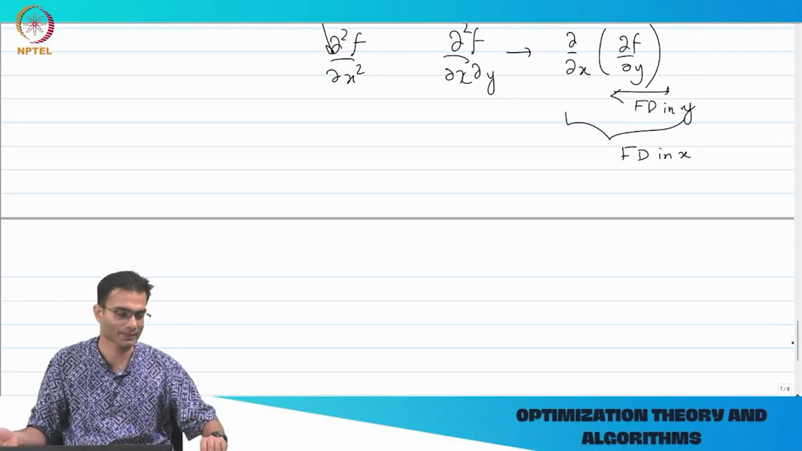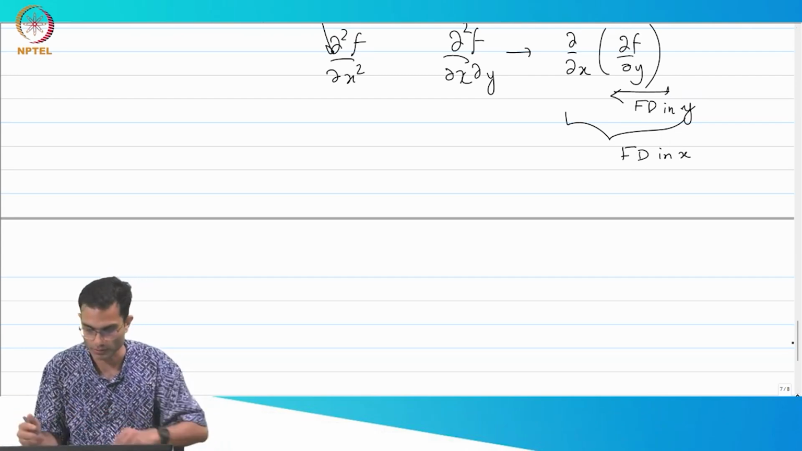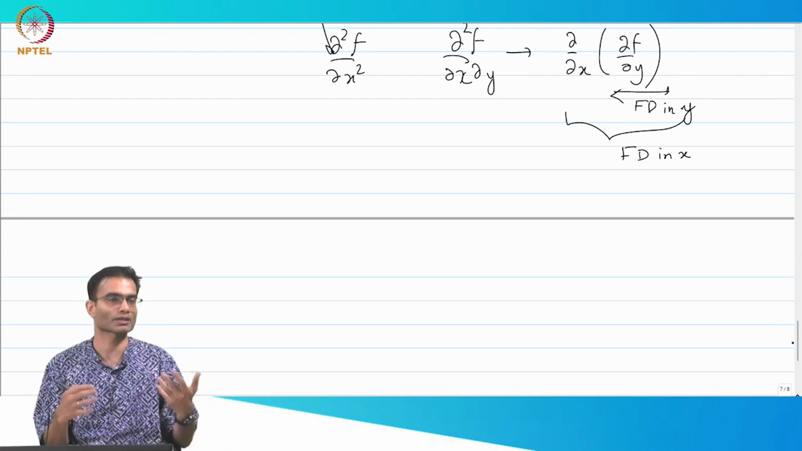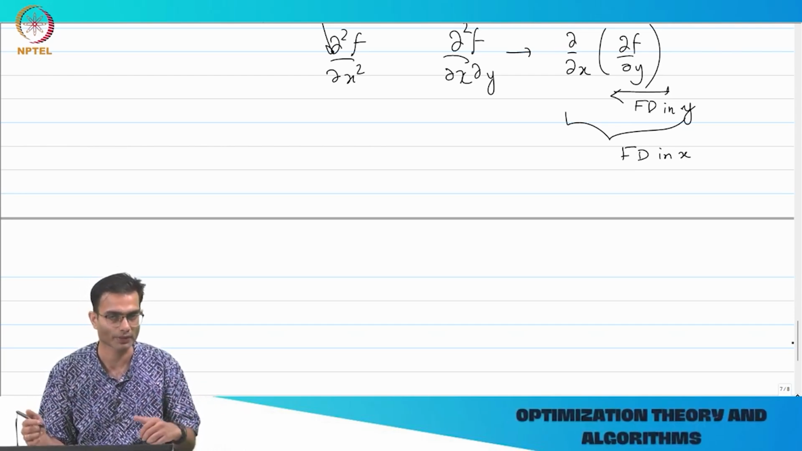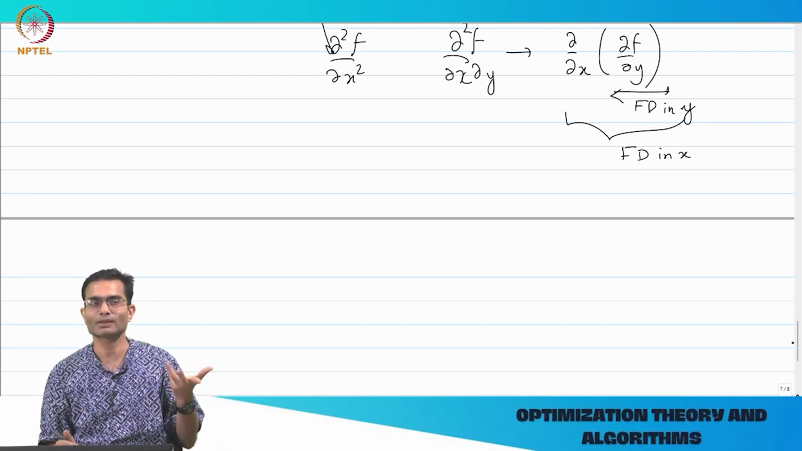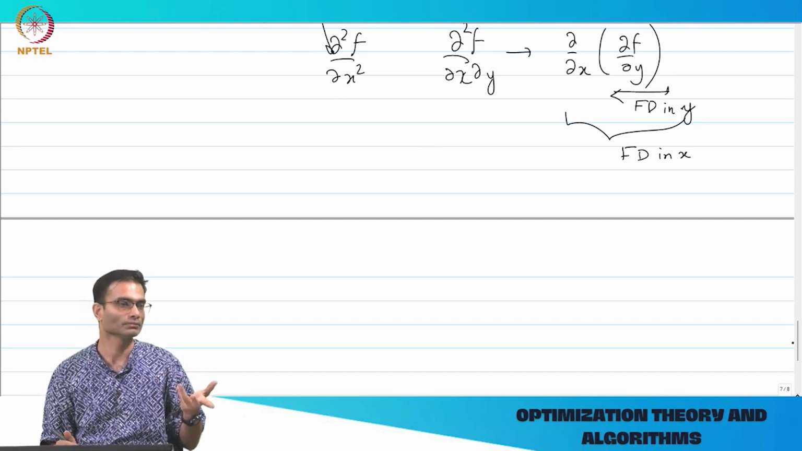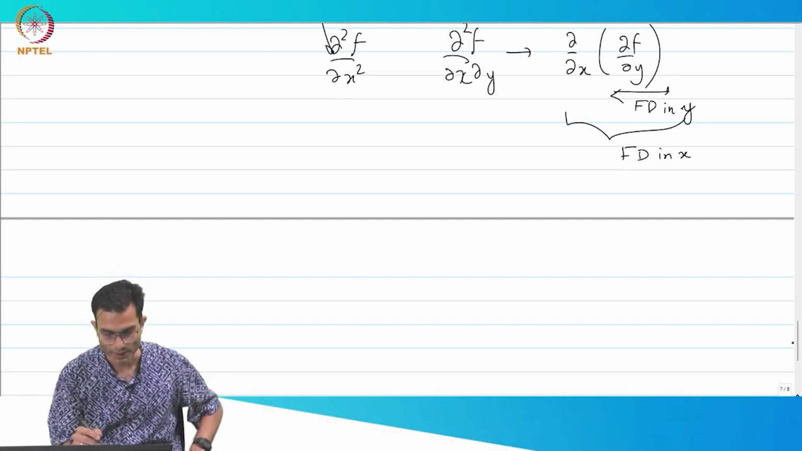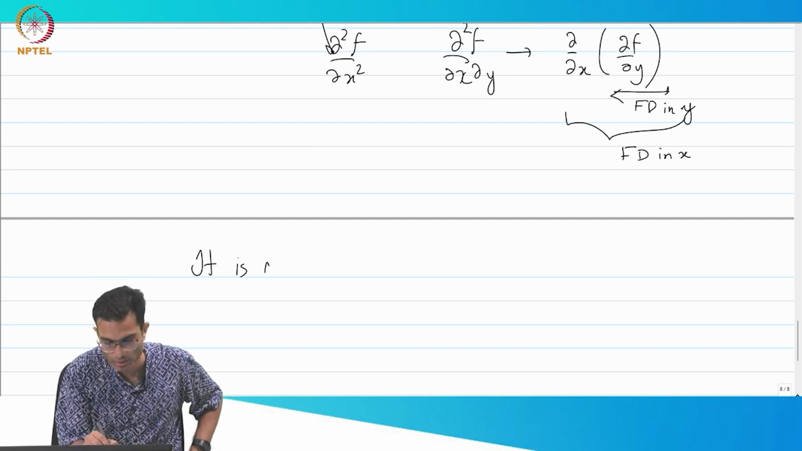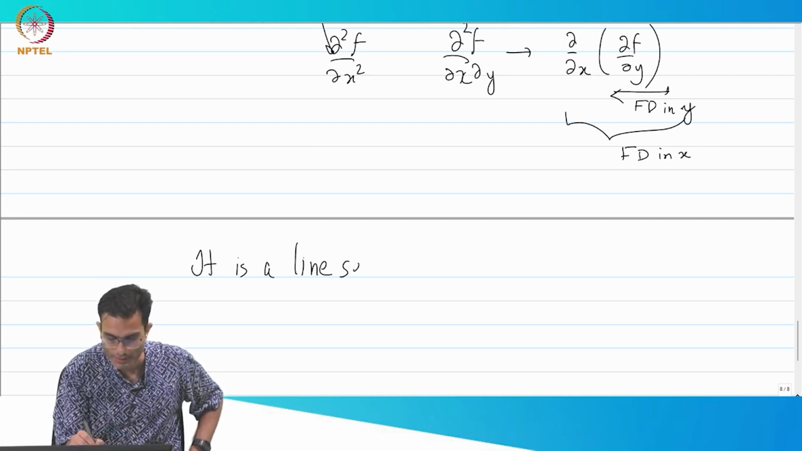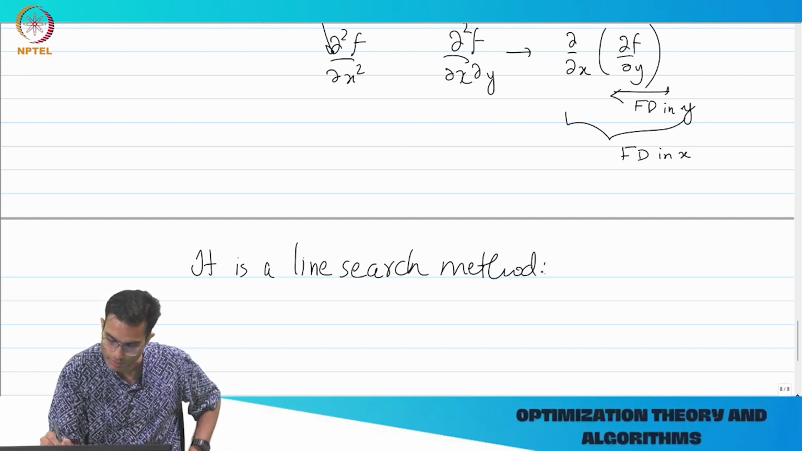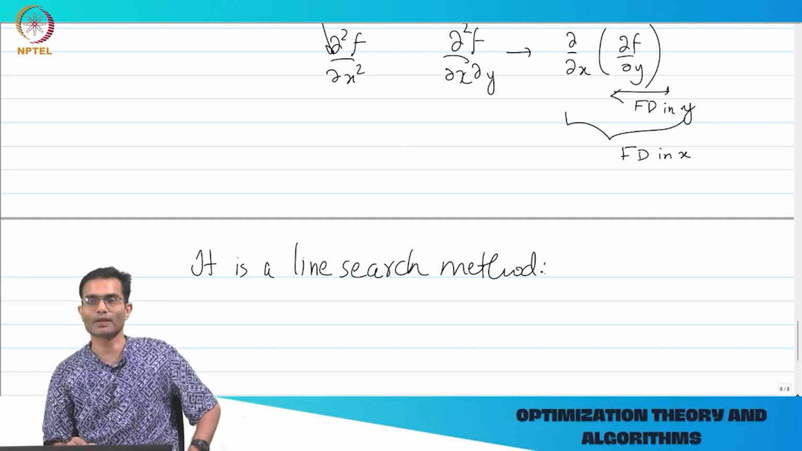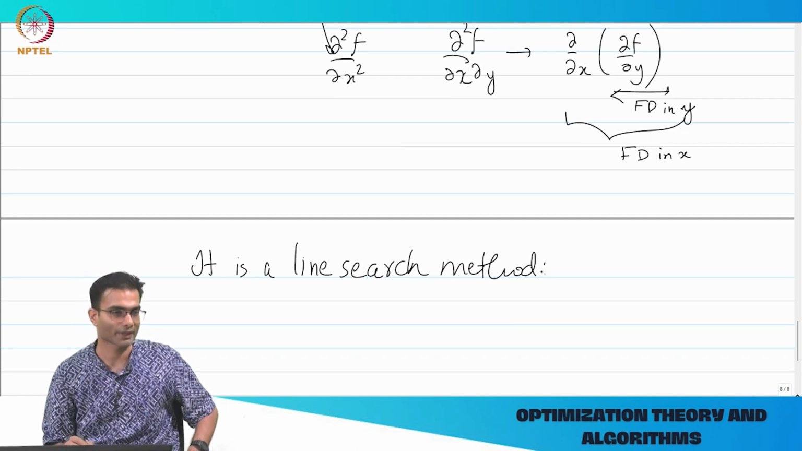Let's do a bit of revision. What are the requirements of doing a Newton search method? Is the Newton method a line search method? It is a line search method, which is great because we've already studied one type of line search method, which was gradient descent.